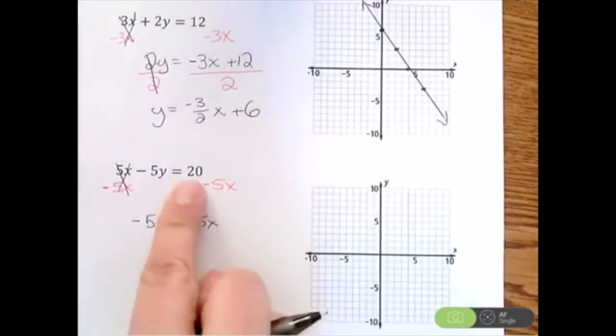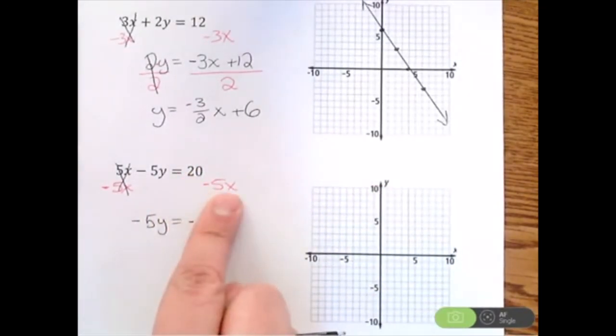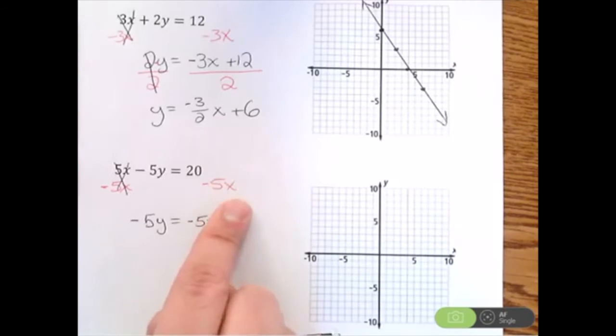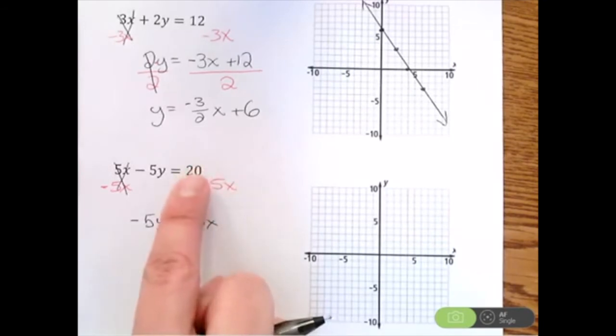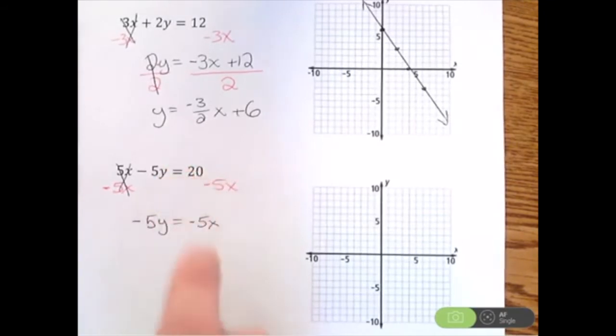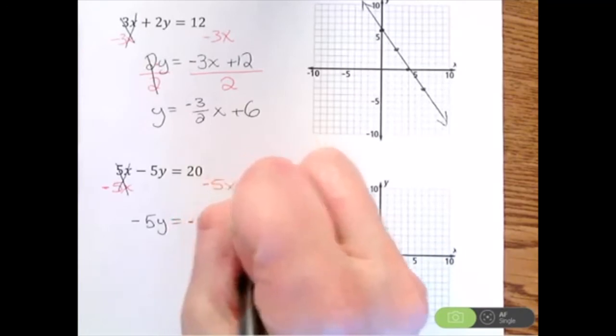Now notice I haven't been subtracting these. I don't do 20 minus 5x because they're not like terms. This has an x, that doesn't. So do not combine these and say it's 15x. This has an x, that doesn't. So negative 5x, and then I need a positive 20.